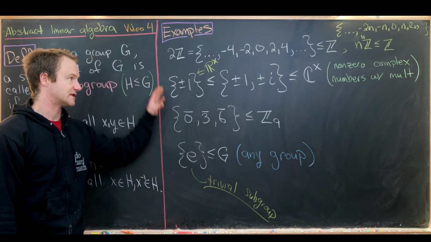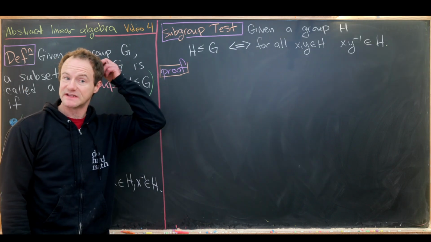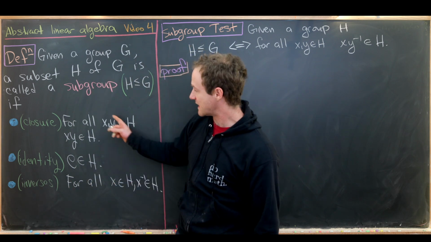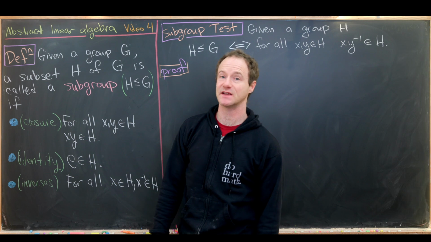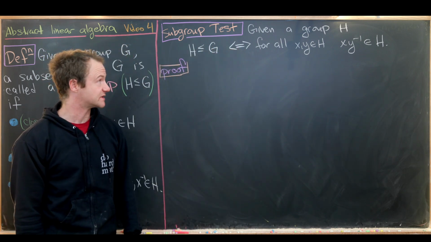Okay, so now let's get rid of this and we'll look at something called the subgroup test. All right, as promised, now we're going to look at the subgroup test. So notice over here in the definition, there are 3 things to check in order to check if a subset is a subgroup. This will pare that down to only 1 thing to check.